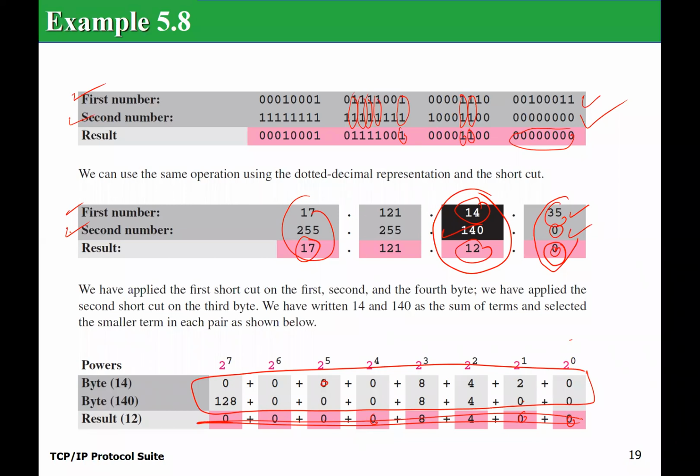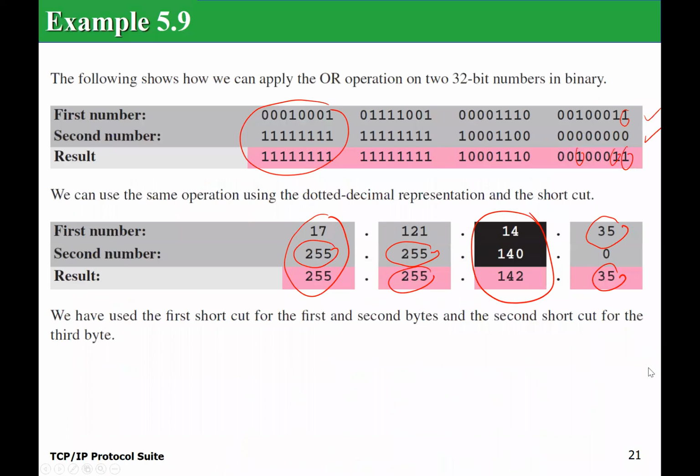Can you tell me now, when you OR 0 0 0 together, what the result will be? 0. 2 with 0, what's the OR? It will be 2. 4 OR 4 is going to be 4. 8 OR 8, 8. 0 0. And when you add them together, 128 plus 2 is 130, correct? And you will have 12, correct? 142. Is that the number we have there? Okay, that's why we have 142. Perfect. So we learned the third operation, which is OR.